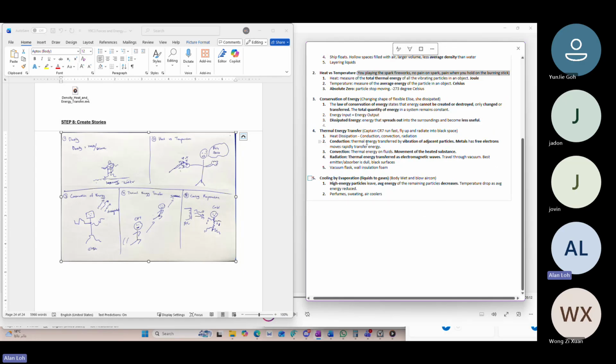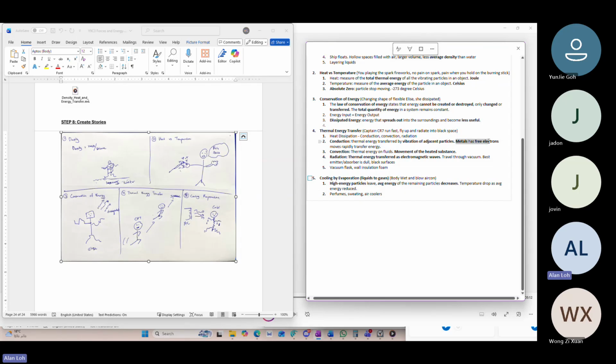Then drawer number 4 is Captain Cristiano Ronaldo, CR7. He runs very fast, and then he flies up and radiates into black space. So what does it mean? Captain Cristiano Ronaldo is solid, because we as humans are mainly solid. So this explains conduction. This running very fast: conduction is transferring energy from one point to another, from one solid to another, and the particles are vibrating, getting faster and faster.